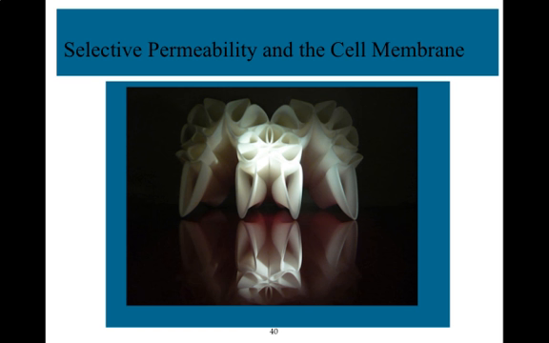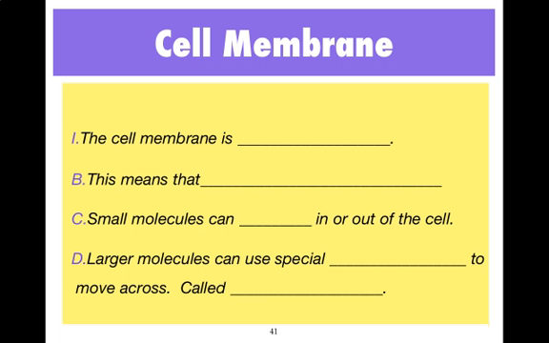We are now going to begin the section of notes covering selective permeability and the cell membrane. The cell membrane is called selectively permeable, and this means that only selected molecules will move through it.